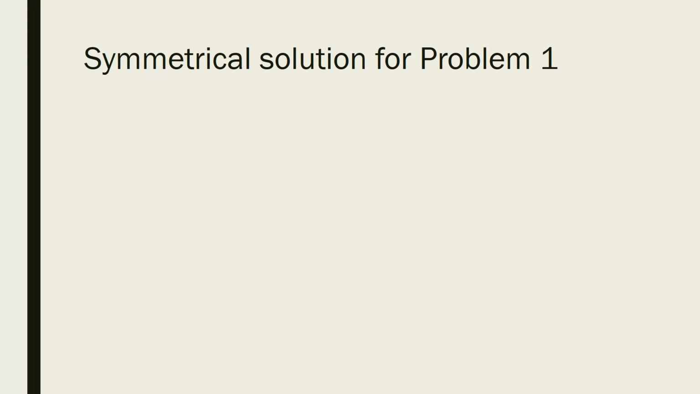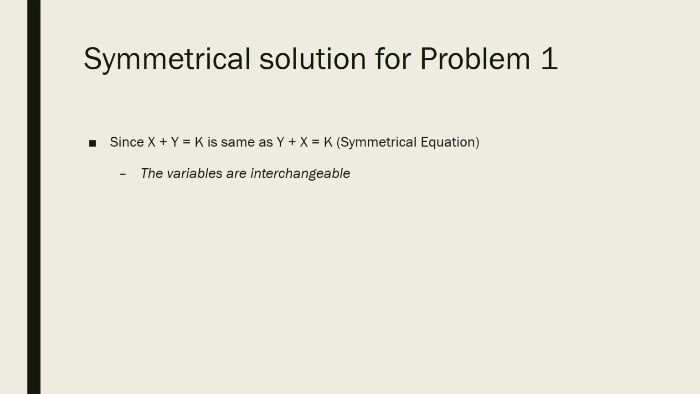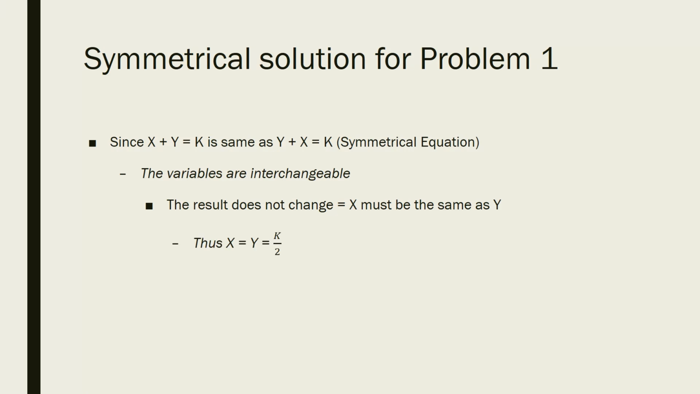We can also solve this problem by using the idea of symmetry. Since x plus y equals k is the same as y plus x equals k, and the variables are interchangeable with each other, we can see that this equation is symmetrical. And since the result does not change when the variables are interchanged, it means that the variables must be the same as each other. So the result would be x equals y equals k over 2.